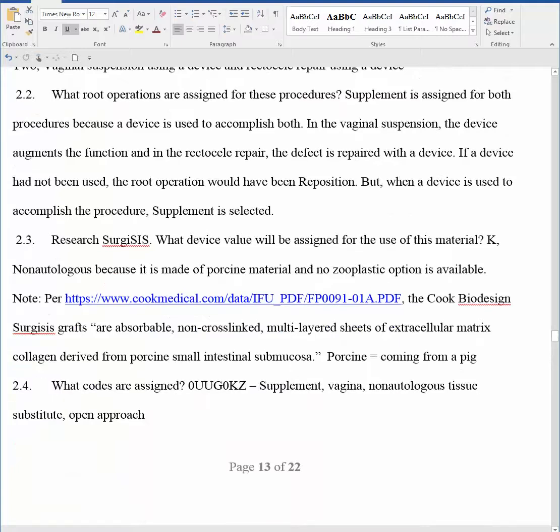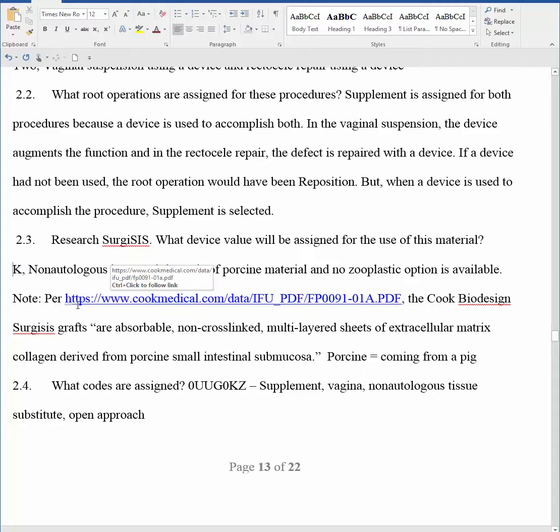Question 2.3, research Surgisis. What device value would be assigned for the use of this material? The answer is K. I'm going to move that down. K, which is a non-autologous because it's made of porcine material. So K is not human. Porcine means coming from a pig.